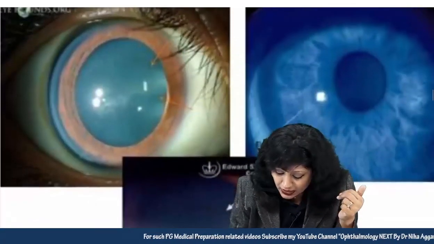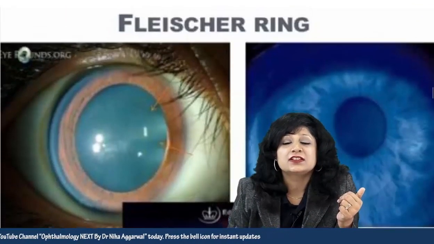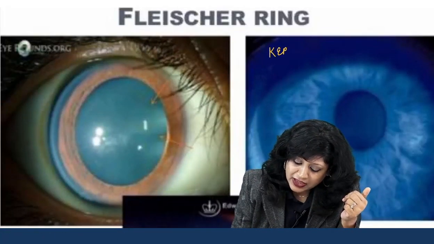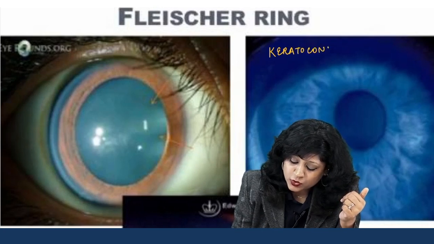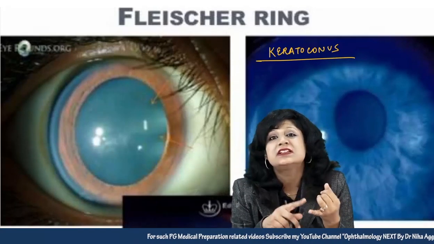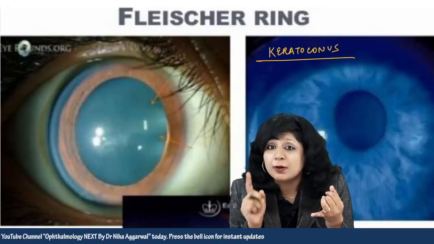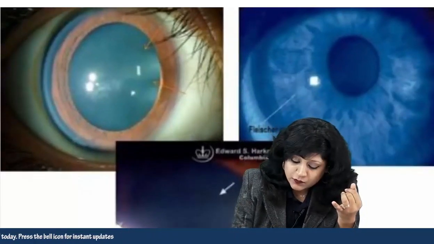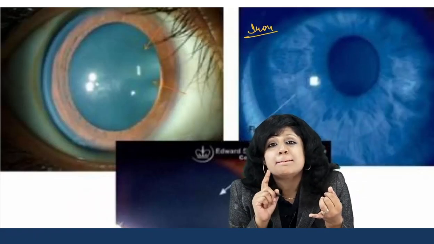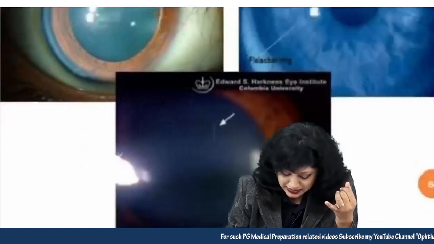All right. Now coming to the other one, this is the Fleischer's ring. Where do you get the Fleischer's ring? Fleischer's ring is found in keratoconus. Don't confuse it with the KF ring. KF ring is found in Wilson's disease, an inborn error of copper metabolism, where you have copper deposition. In the Fleischer's ring we have iron deposition, and this iron deposition takes place at the base of the cone. So this is your Fleischer's ring that is found in keratoconus.